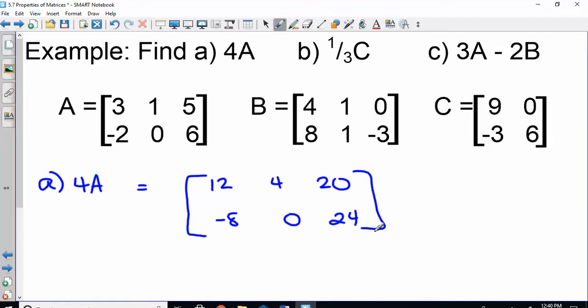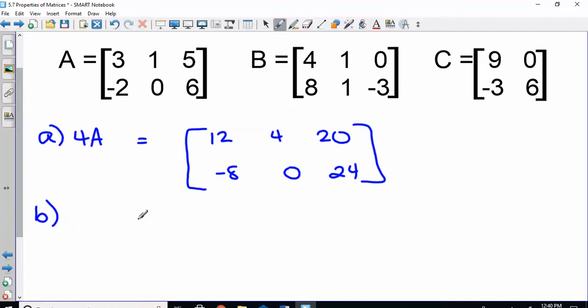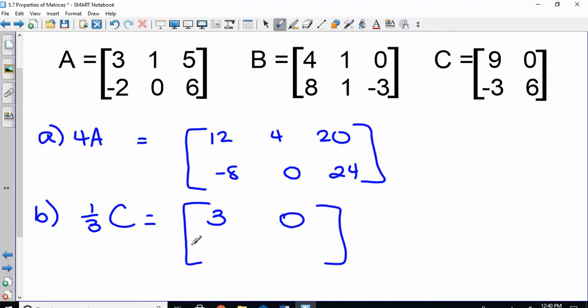All right, next one. I asked for 1/3 C. So all that means we take everything in matrix C times 1/3. So 9 times 1/3 is 3. 1/3 times 0 is 0. 1/3 times negative 3 is negative 1. 1/3 times 6 is 2.